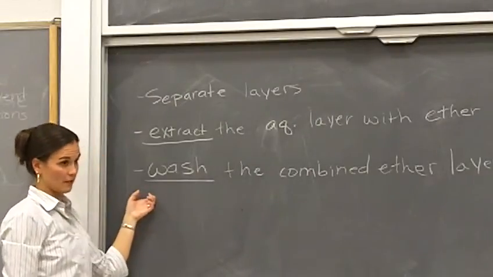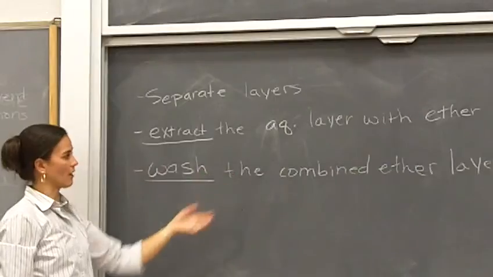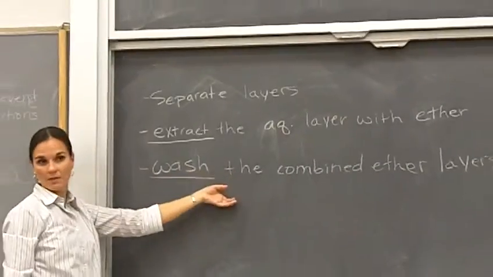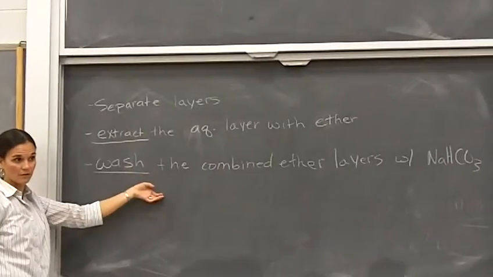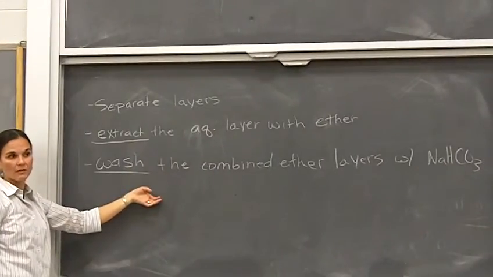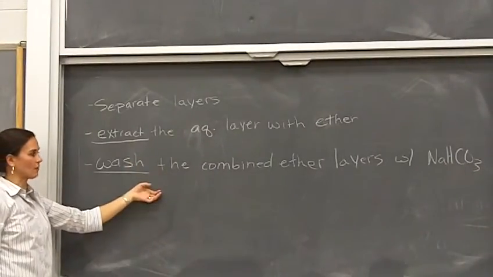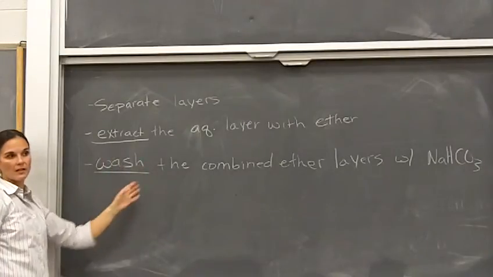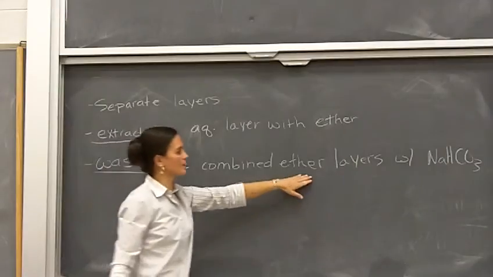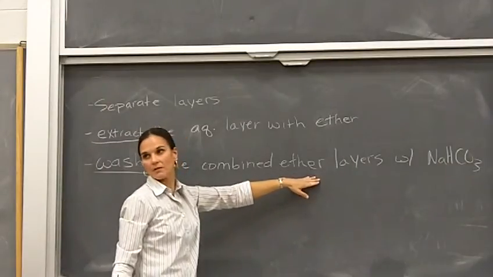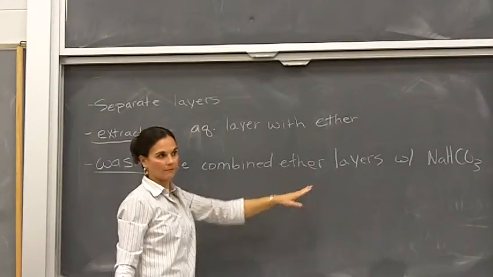So wash means we'll have our combined ether layers. We're going to add sodium bicarbonate to it. We're going to shake and vent 3 times. We're going to drain the aqueous layer, and you'll have your remaining ether layer. That is what is implied in wash, okay? And by washing, we're taking what we want and getting out the things we don't want, okay?